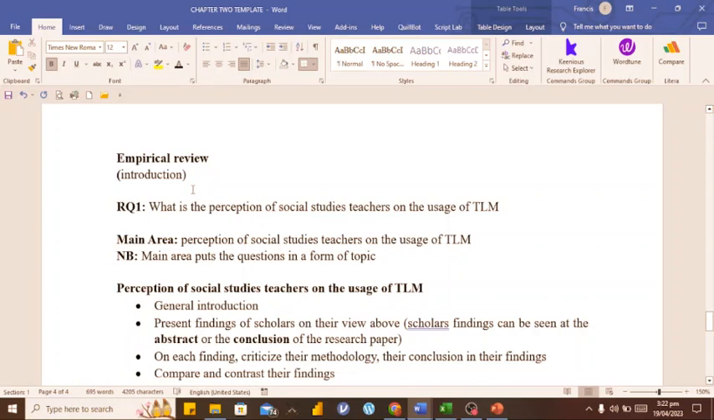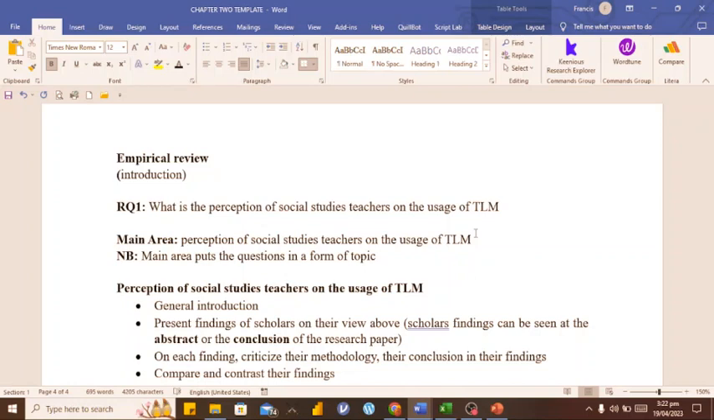So here, if you have 3 or 4 research questions, you are going to do the empirical review based on your research questions, because this empirical review is going to either support your research questions or not support your research question. So with the empirical review, this is my research question 1. What is the perception of social studies teachers on the usage of TLM?